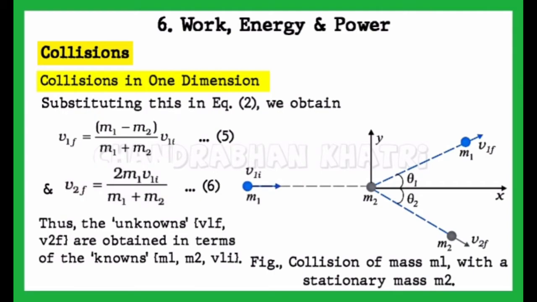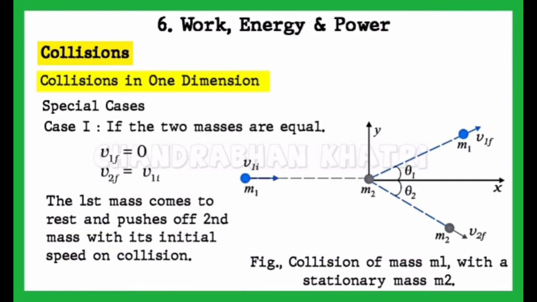Substituting this in equation 2, we obtain v1f is equal to (m1 minus m2) into v1i upon (m1 plus m2). This is equation 5. And v2f is equal to 2 m1 v1i upon (m1 plus m2). Thus the unknowns v1f and v2f are obtained in terms of the knowns m1, m2, v1i.